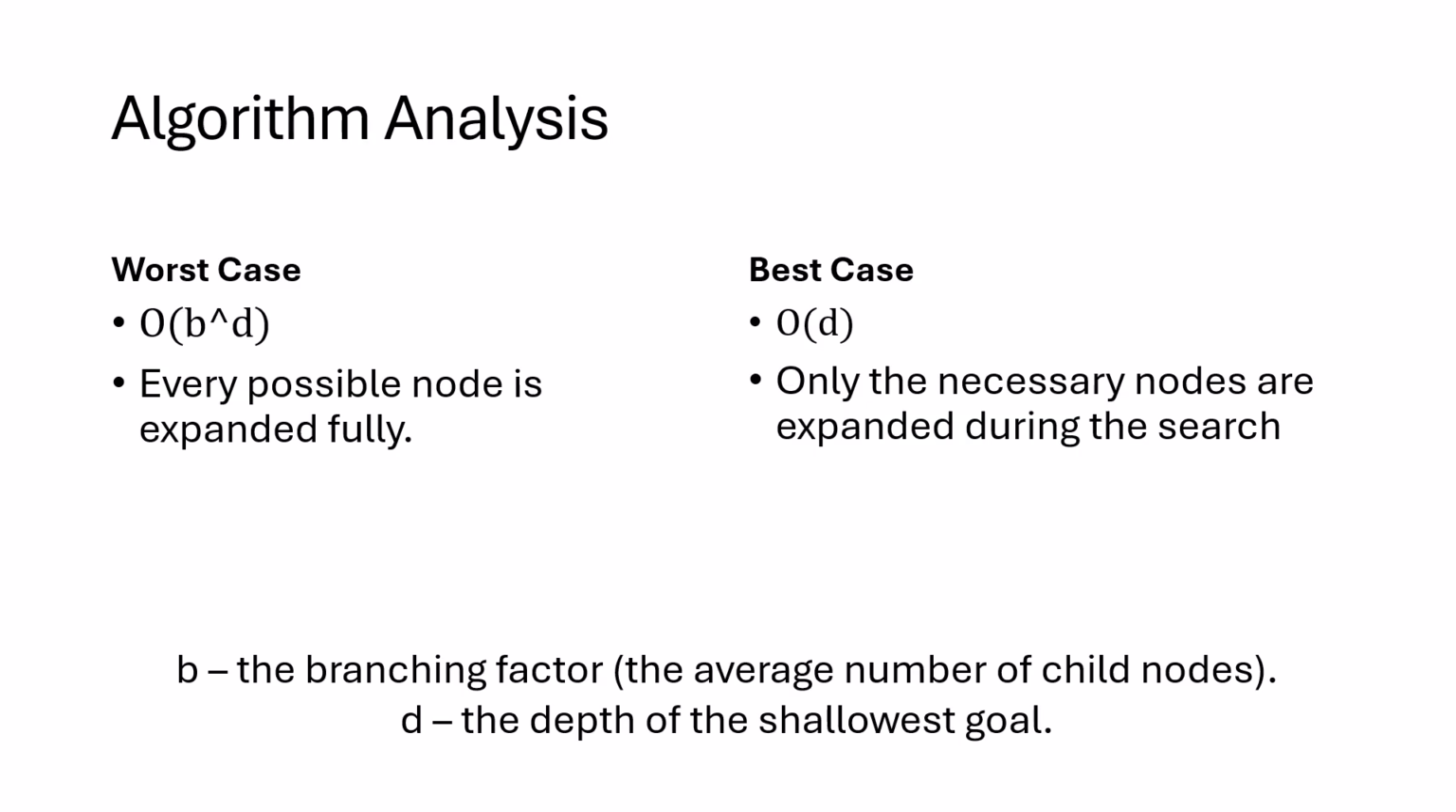The time complexity for A-star is defined by B, the branching factor, which is the average number of child nodes, and D, the depth of the shallowest solution. The worst case occurs when every possible node is fully expanded, and the best case occurs when only the necessary nodes are expanded during the search.